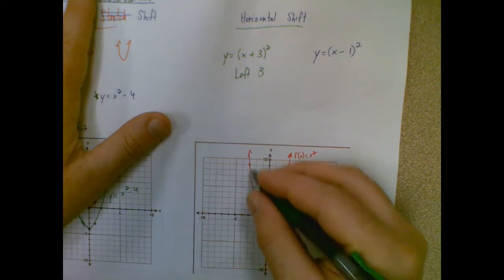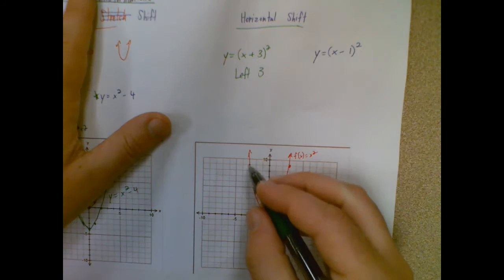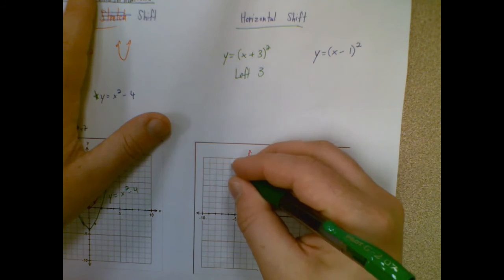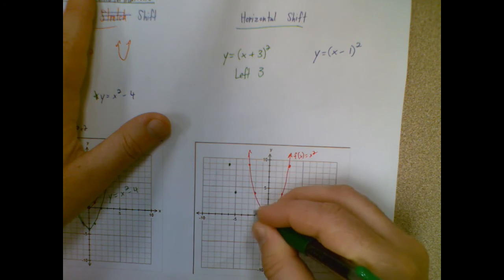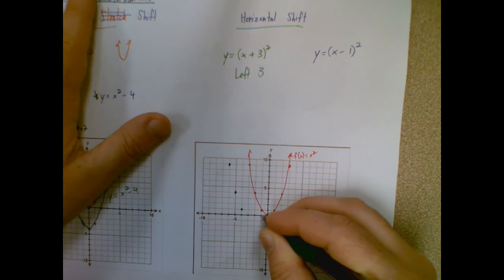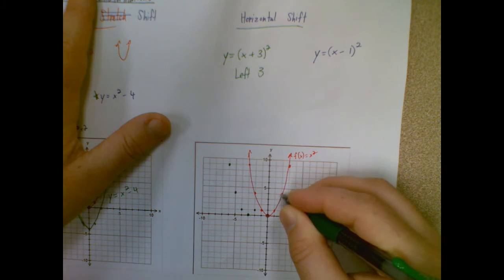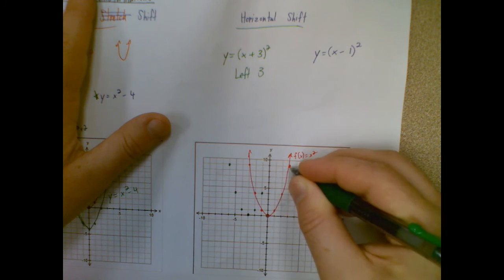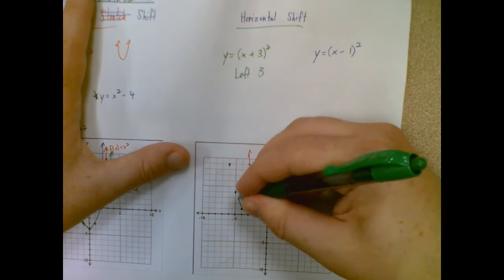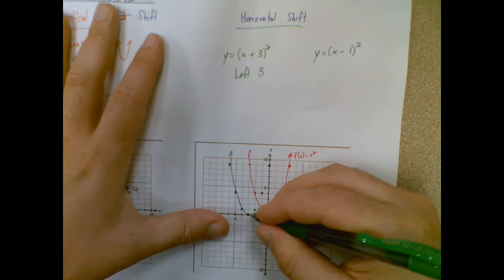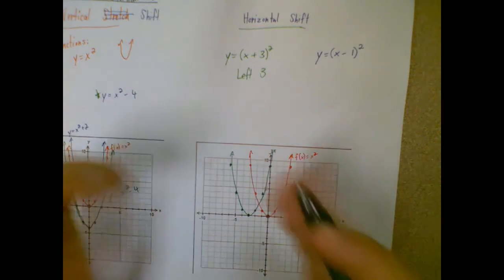I'm going to take each of my points just like I did, but instead of going up and down, I'm going to go right and left. In this case, it's left 3: 1, 2, 3, for each point. Okay, I have the exact same graph, but shifted left. Basically I just took the red one and slid it to the left.